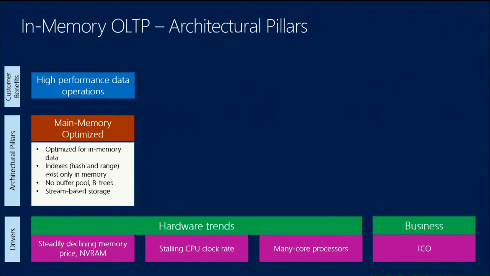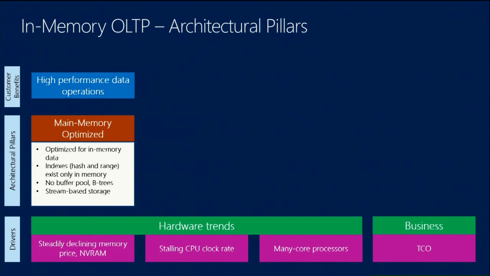So to the point of memory, it is, as I mentioned, main memory optimized. So our data structures are built in such a way that we can get to the data very quickly in memory. We don't have pages and indexes. This is a very important point. Indexes on memory-optimized tables exist only in memory, and they are rebuilt when the server restarts. But apart from that, they exist only in memory, so they're never stored on disk. And we don't have a buffer pool.